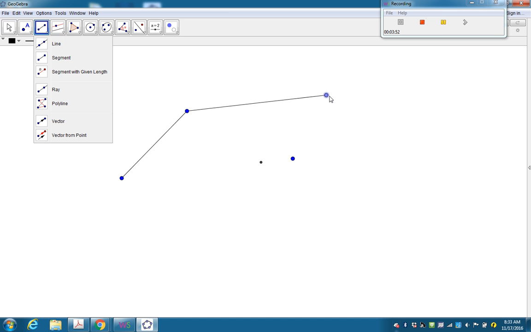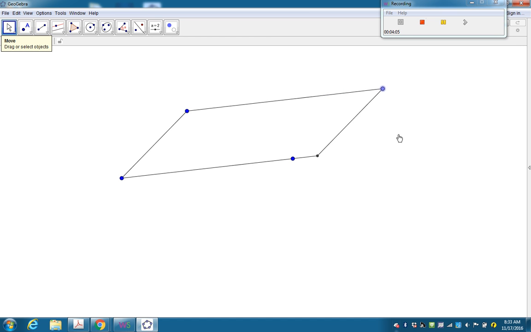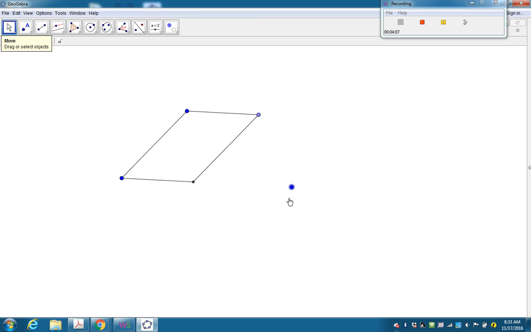So going back, I'm going to connect this to here. That's right. This to here. And that should be a parallelogram. Okay? There we go. So now if I drag it, there you go. So this point is just the point that's controlling that bottom line. See that? Okay?